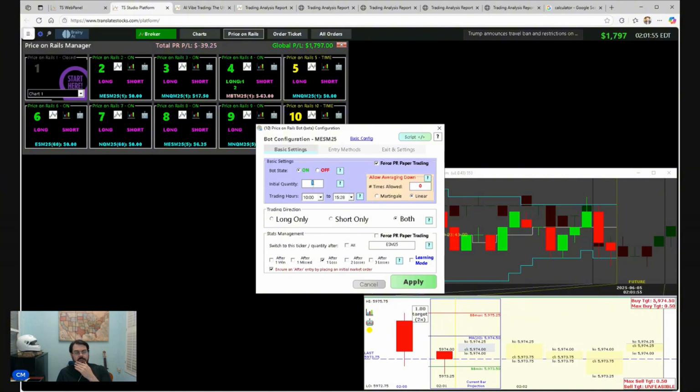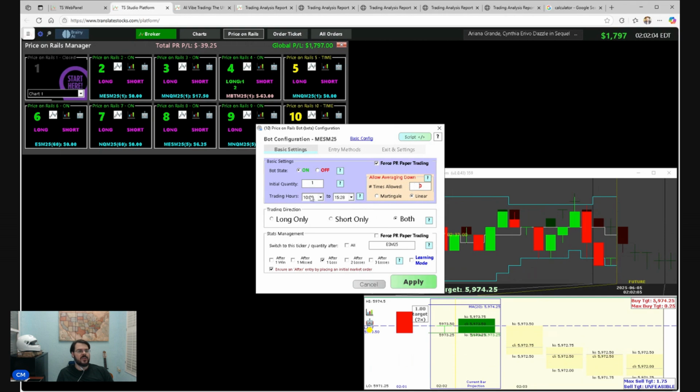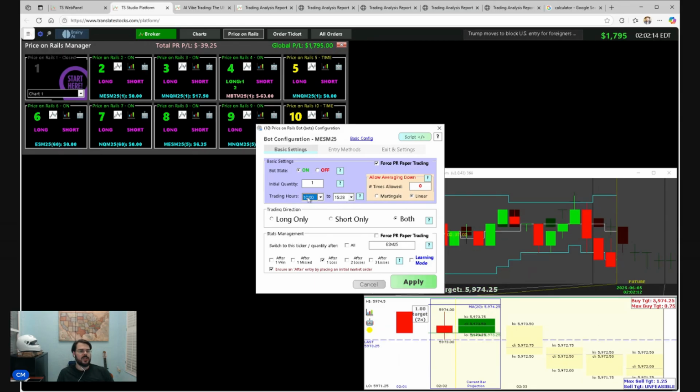We start with one contract. We use the micros chart because it's a better data set because of the volume. We do not average down. We use the trading hours between 10 a.m. and 3:30 p.m., actually 3:28 here, because we have 3:30 as the start of the next period. We are trading both sides, going long and short. Only if you are trading other specific stocks, you force the bot to trade long only, but that's for very specific situations. And here on the stats management, after one loss, I am changing the ticker to ESM25.